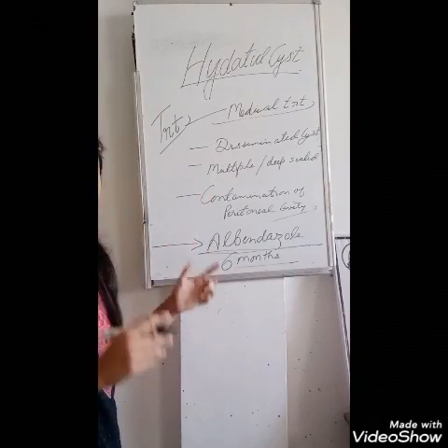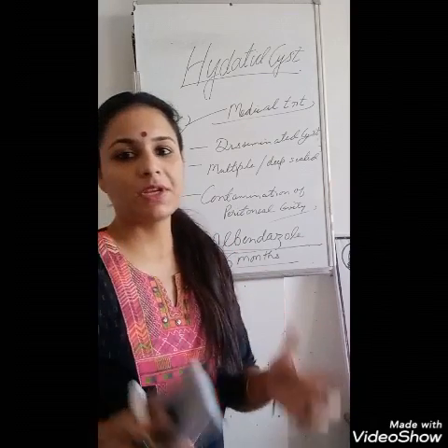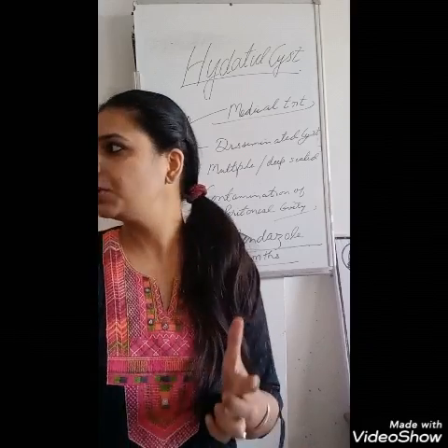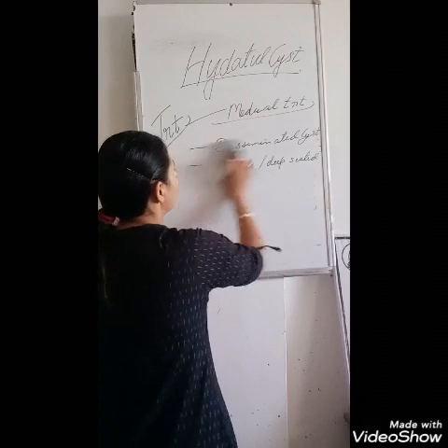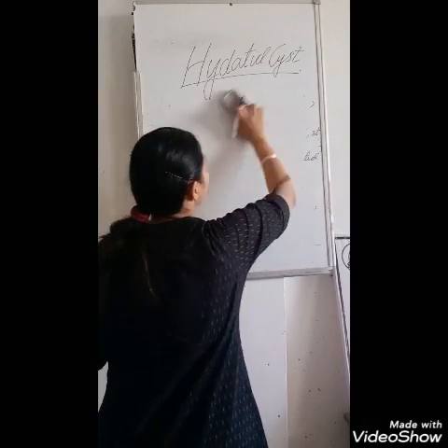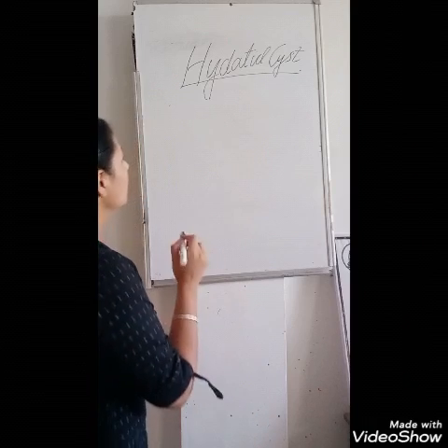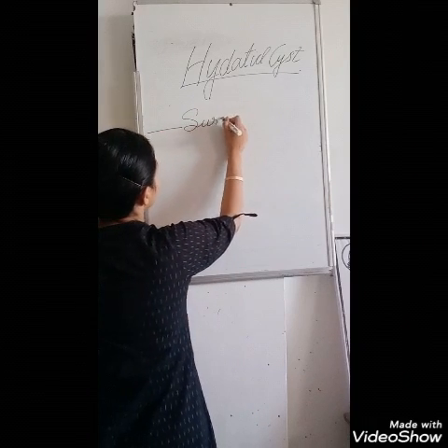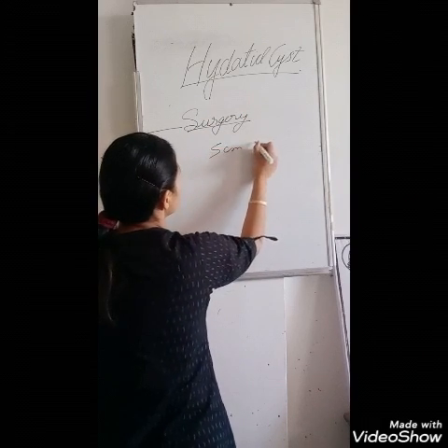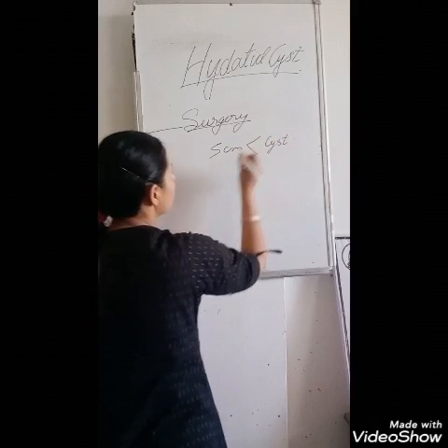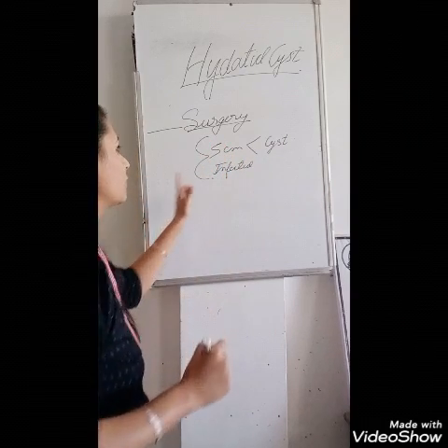Then we will wait for the subsiding of the clinical features. Generally, the patient is asymptomatic. He or she may not be aware of the hydatid cyst inside the liver, but sometimes dragging pain, hepatomegaly and other features can indicate it. Then surgical treatment: we will go for surgery if the cysts are more than 5 cm and if the cysts are infected. In these two conditions, we will go for surgery.